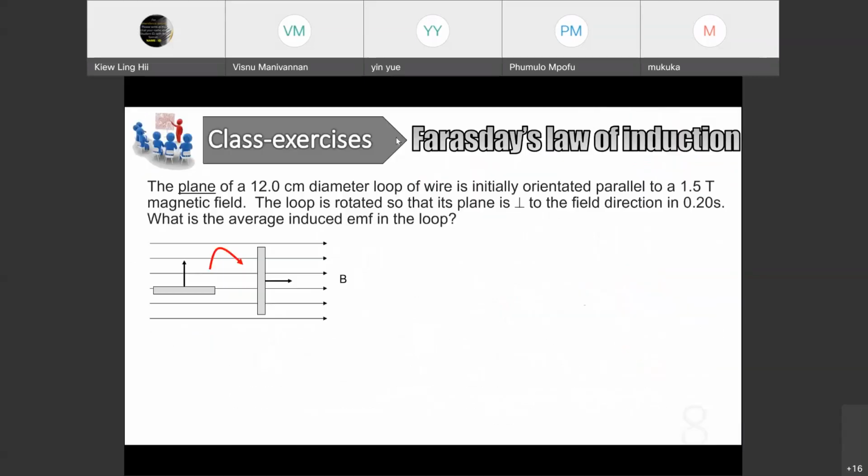So we will look into more examples later. Now let's do some calculation for Faraday's law first. Okay, the coil is 12 centimeter in diameter. So this is the diameter. So what is your radius? 6 centimeter.